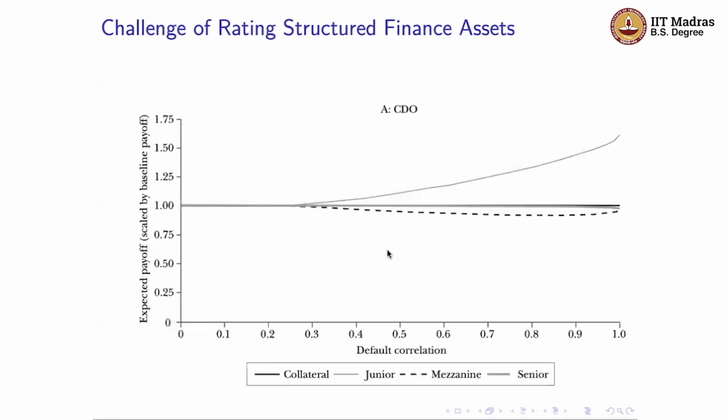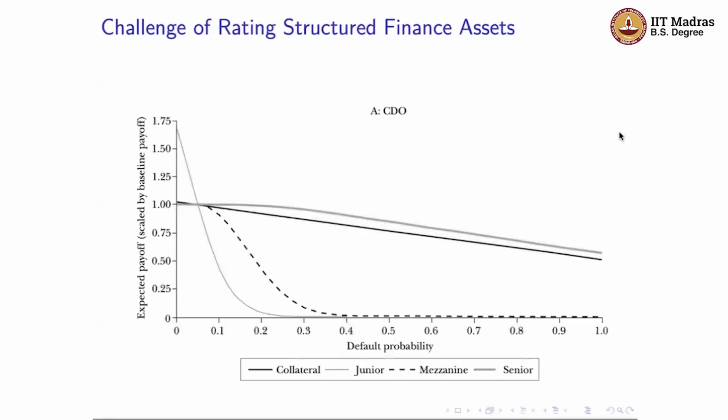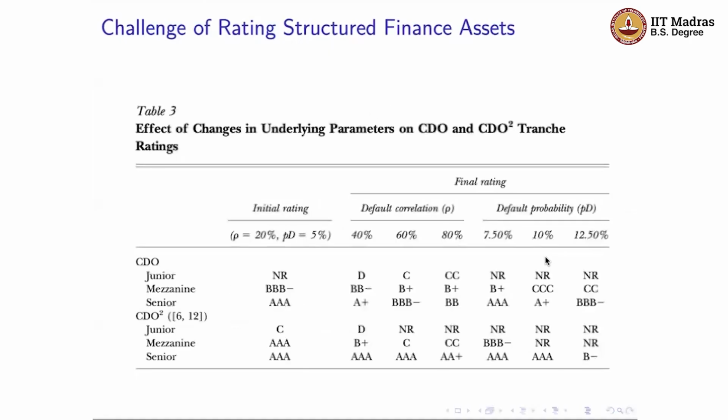So you can see that as a result of that, both the senior and the mezzanine tranches are going to have a lower expected payoff, whereas the junior tranches increase in terms of expected payoff. You could have also played around by fixing the default pairwise correlation, but changing the default probability. And you can see that here, all of the expected payoffs go down, right? But by different levels. And this is the effect. So remember, this was the baseline scenario where the probability of default was 5% and the pairwise correlation was 20%. And this is what we had found.